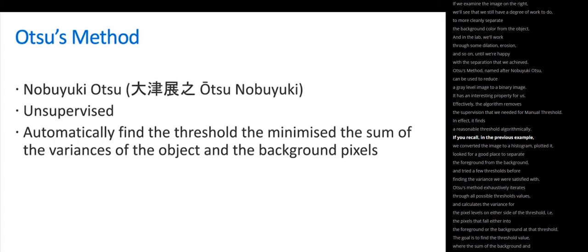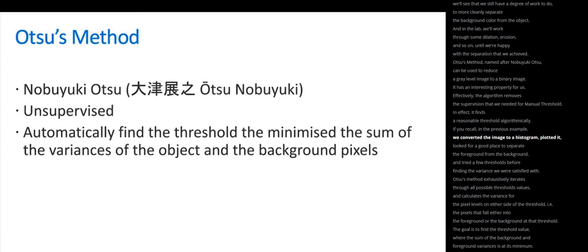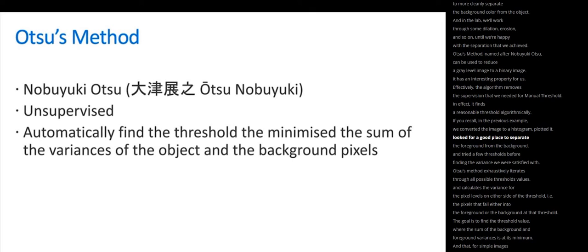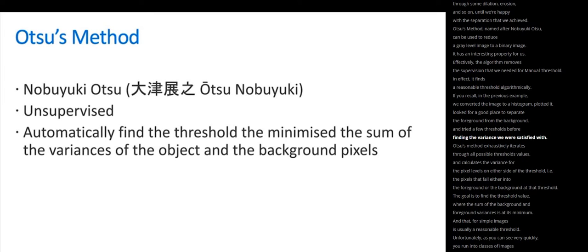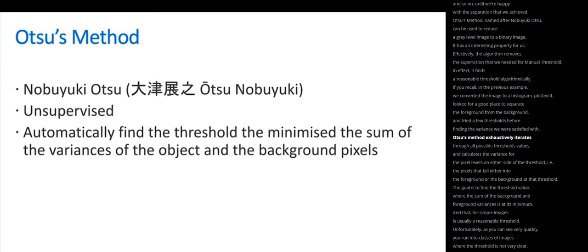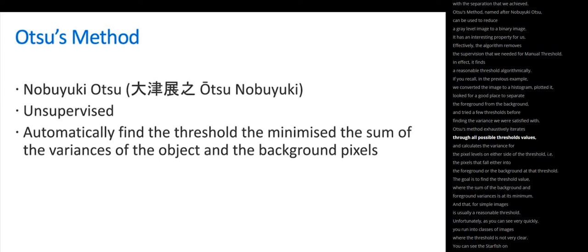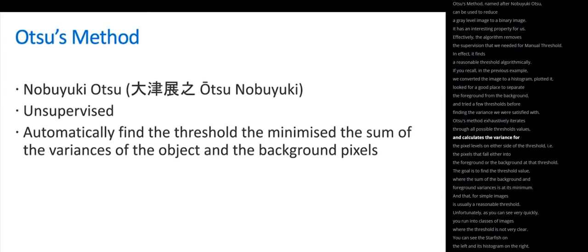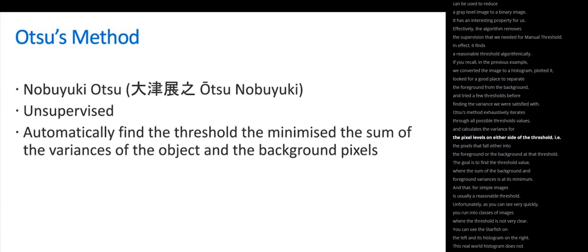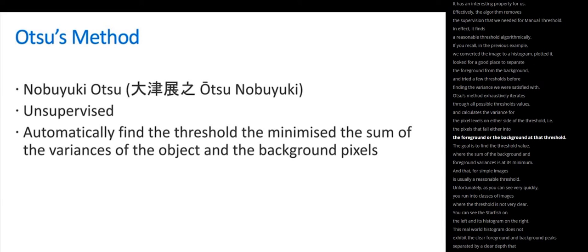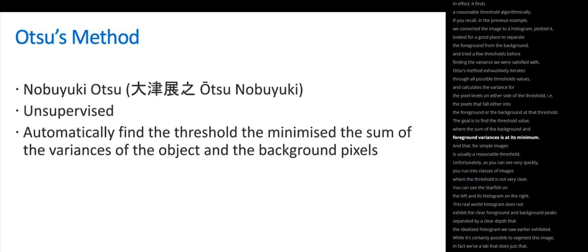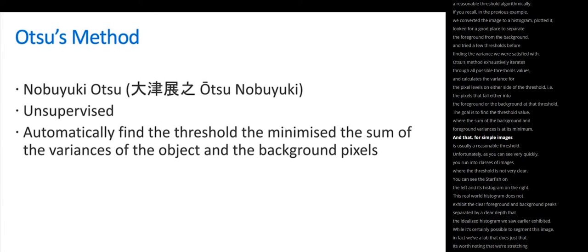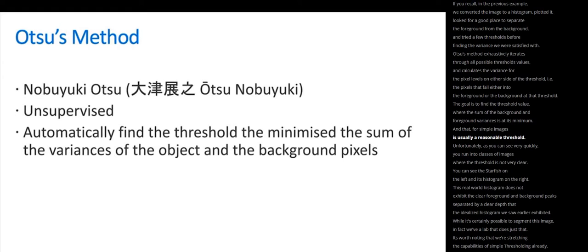If you recall, in the previous example, we converted the image to a histogram, plotted it, looked for a good place to separate the foreground from the background, and tried a few thresholds before finding a value we were satisfied with. Otsu's method exhaustively iterates through all possible threshold values and calculates the variance for the pixel levels on either side of the threshold, i.e. the pixels that fall either into the foreground or the background at that threshold. And the goal is to find the threshold value where the sum of the background and foreground variances is at its minimum. And that, for simple images, is usually a reasonable threshold.